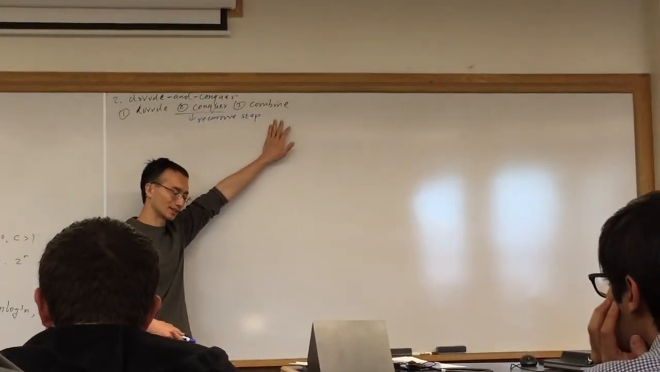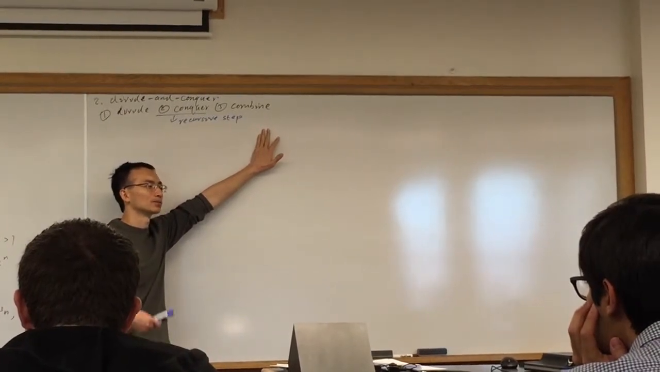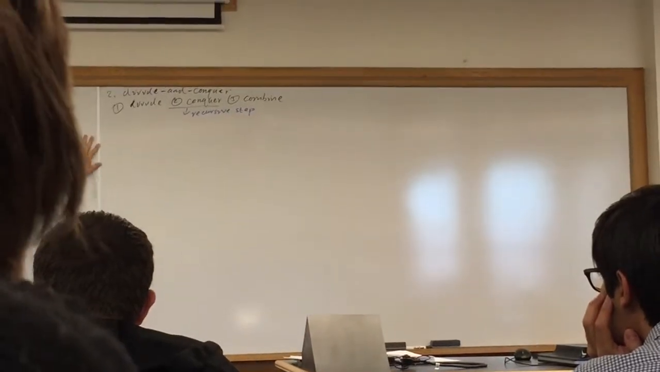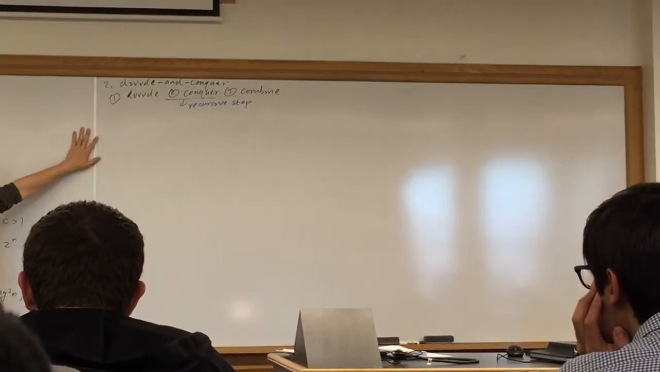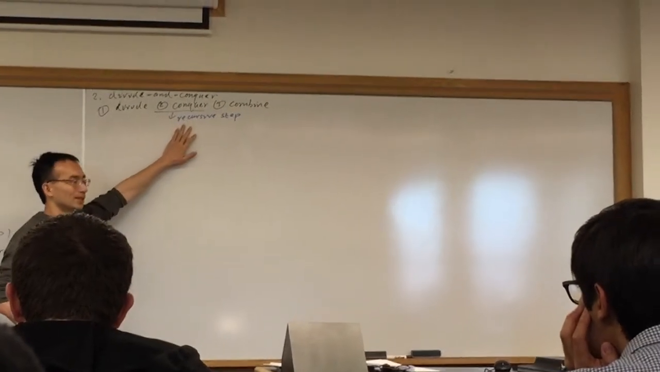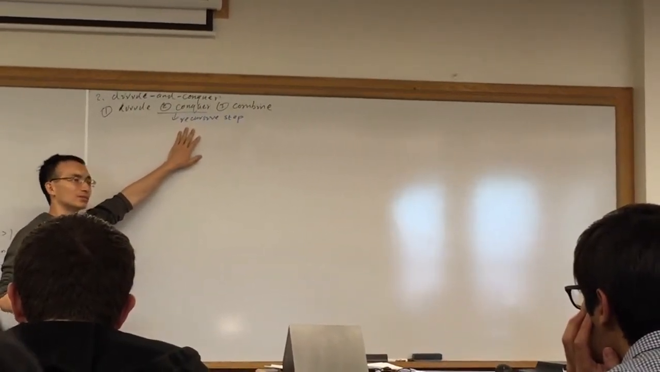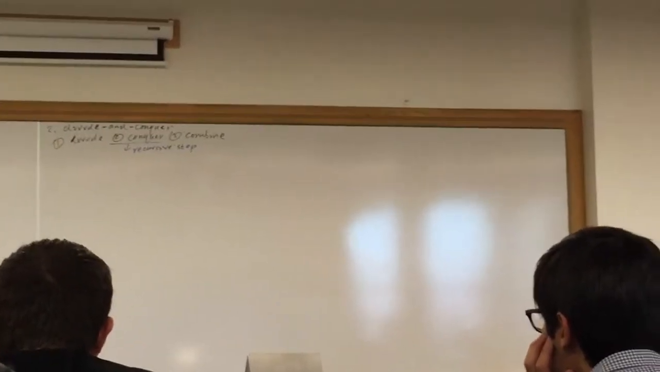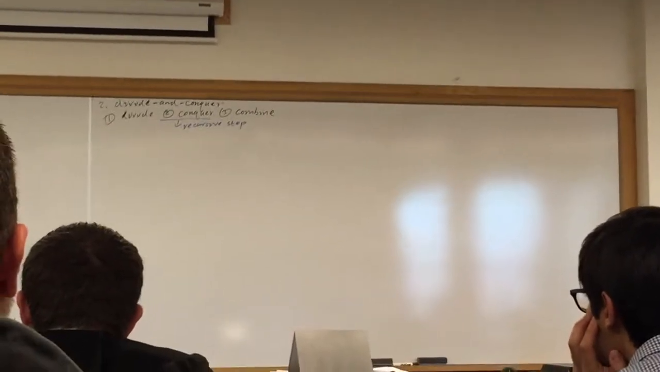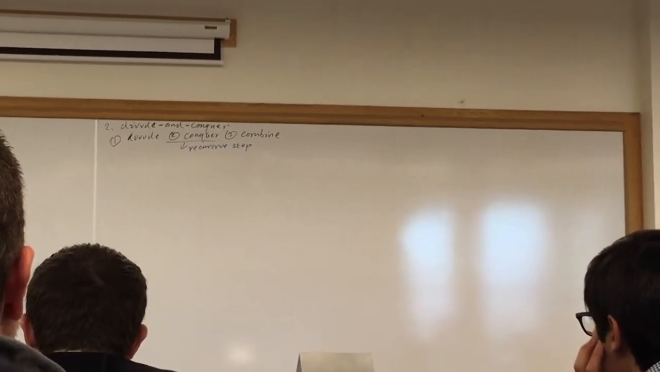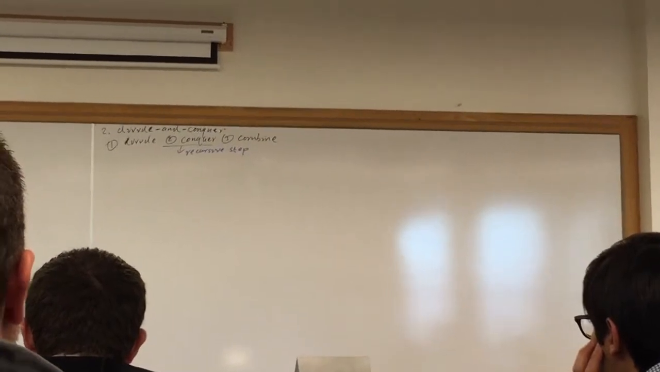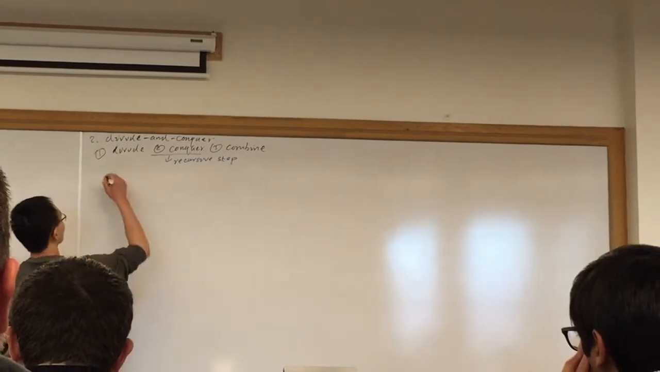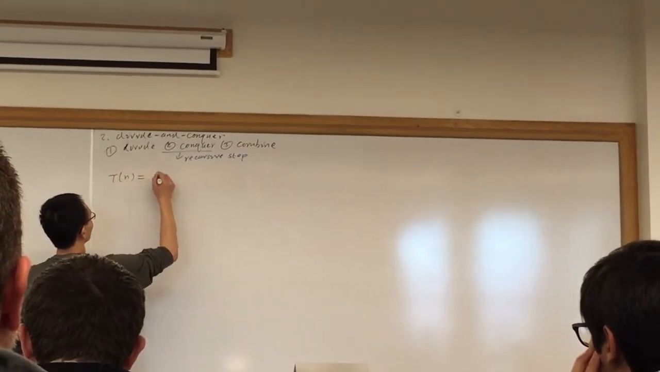And then the last step is combine. You combine the solutions to the sub-problems into the solution to the original problem. You divide until the input size is small enough, for example, until it becomes constant. Then you solve the problem with any kind of straightforward algorithm. So in general, we use a recurrence to describe running time.